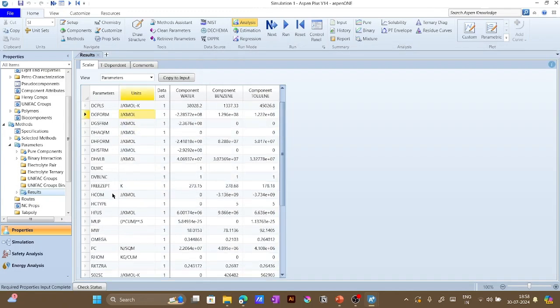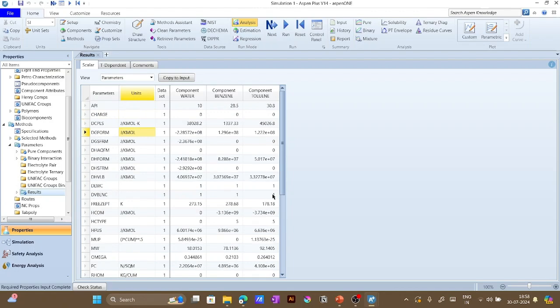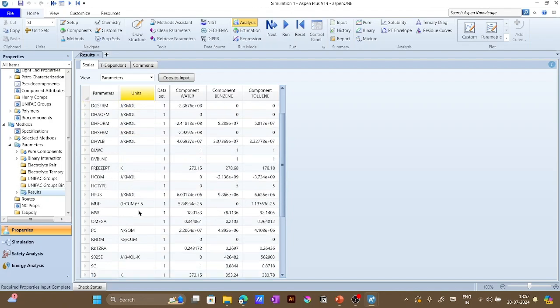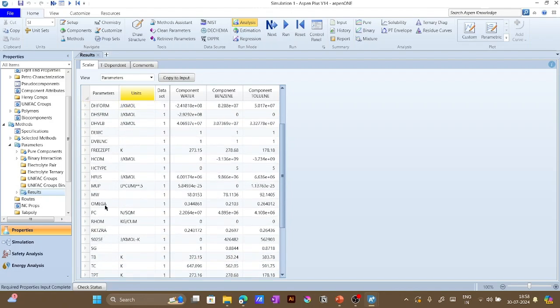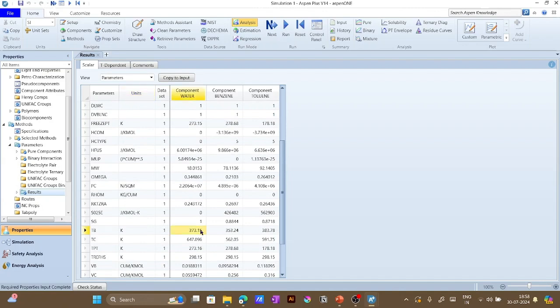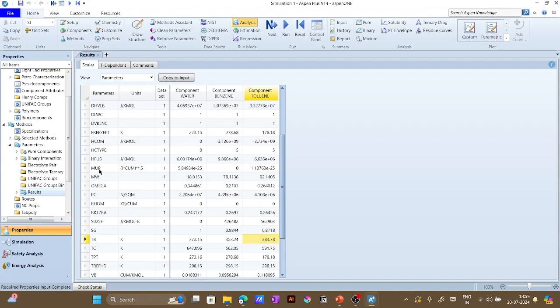Similarly, there are various properties, like freezing point, which is easy to understand. For water it's 273 Kelvin, for benzene it's 278, which is around, okay, and for toluene 178. Similarly, this is freezing point. Now you can see the boiling point also, TB. For water 100 degrees centigrade, for benzene 353, sorry, 80 degrees centigrade, and for toluene it's around, I guess, more than 100, around 110 or something, right?